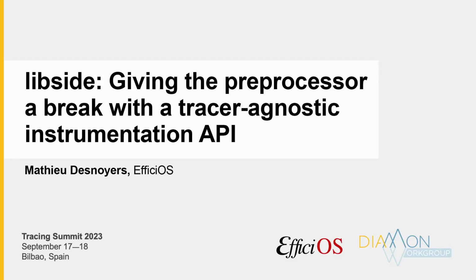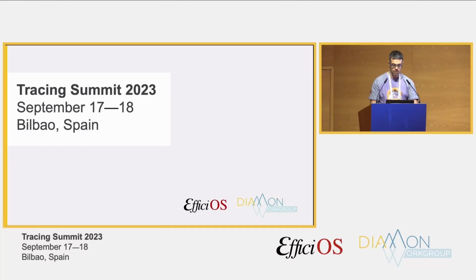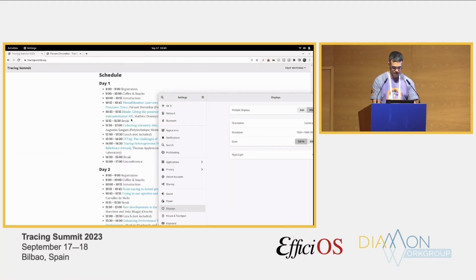The title is Giving the Preprocessor a Break with Tracer-Agnostic Instrumentation API, with a tracer-agnostic instrumentation API.